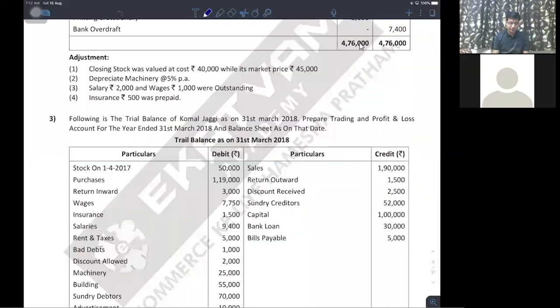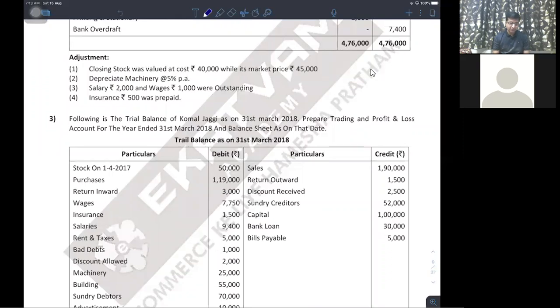We're talking about question number 2 of final account. Now, the adjustments given to us in that are the closing stock was valued at cost of rupees 40,000 while its market price is 45,000. We have seen in our regular lectures that while doing the inventory valuation, it has to be valued at cost or NRV, whichever is less. Here the cost is lesser, so we'll be valuing it at 40,000.